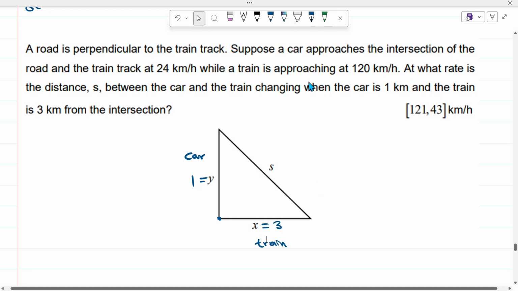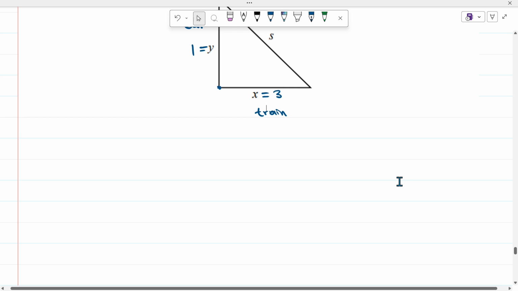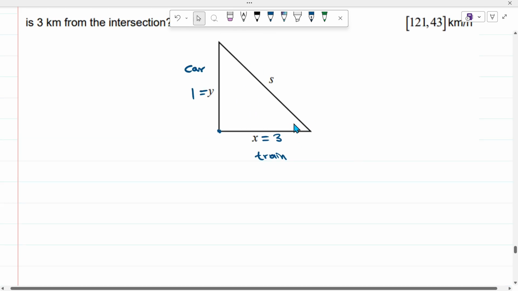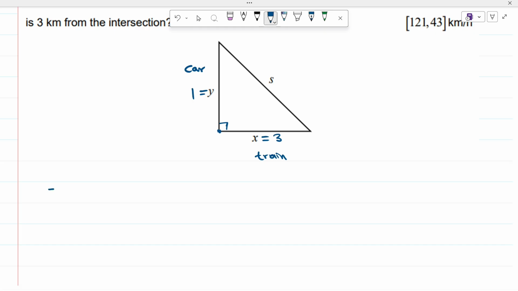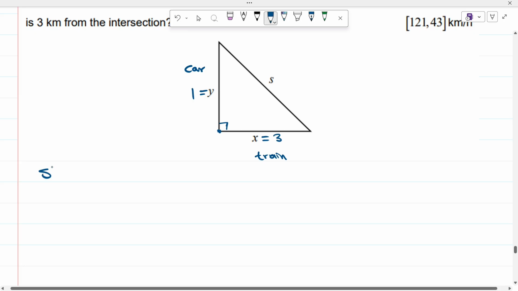trying to say. So we're also given the rate at which the train changes with time, and the rate at which the car changes with time. So let's go. You can see that from this sketch, to solve for s, we can use Pythagoras because we're given this right angle triangle. If we were to solve for s using Pythagoras, then that would mean that s squared is equivalent to what?